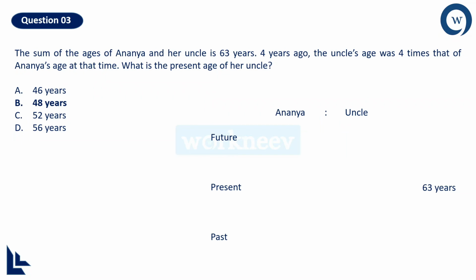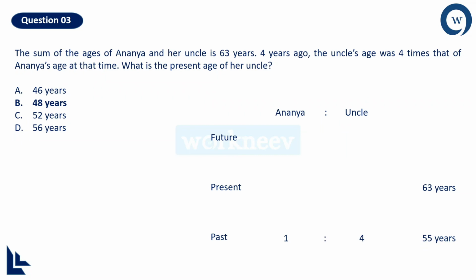And 4 years ago, which means in the past, uncle's age was 4 times that of Ananya's age. If I assume Ananya is 1, then uncle would become 4. And from the observation, you need to understand the sum of their ages 4 years ago was 55 years, because Ananya's age will also be reduced by 4 and uncle's age will also be reduced by 4. So the sum of the ages will only be 55, 4 years ago.